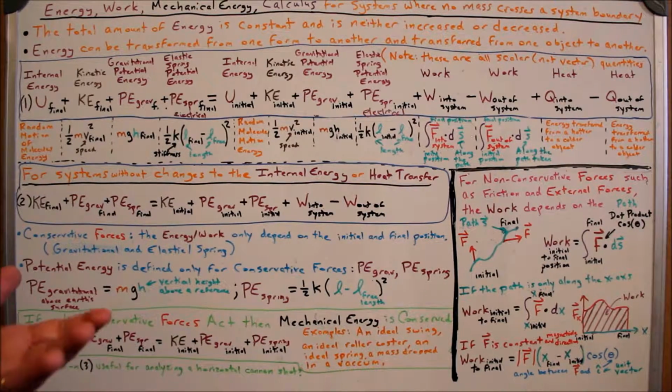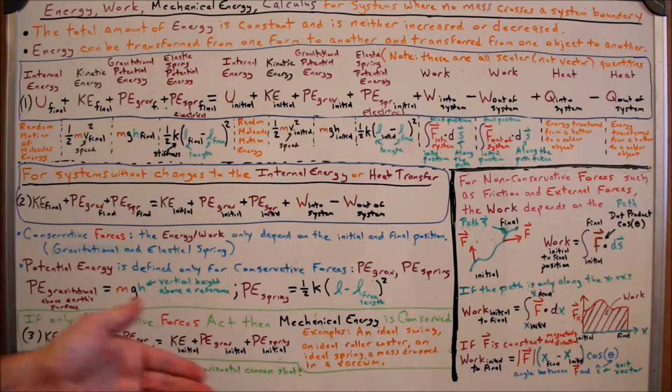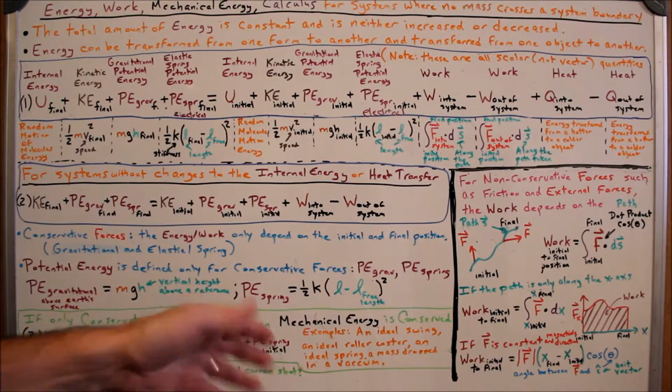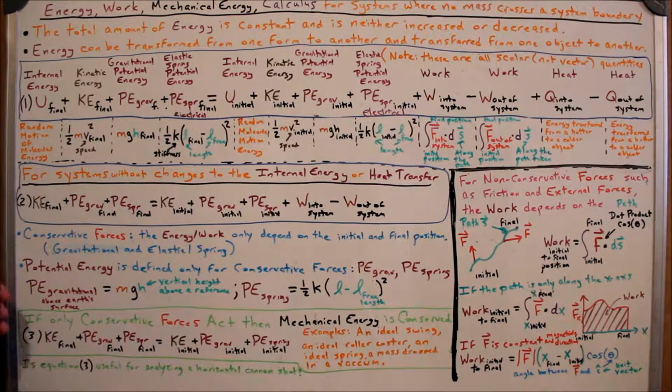Examples where that may be an applicable assumption could be an ideal swing, an ideal roller coaster, an ideal spring, or a mass dropped in a vacuum. But we should never just jump to this as our equation, because we've made all these assumptions. If all these assumptions are correct, then it's a very powerful equation.